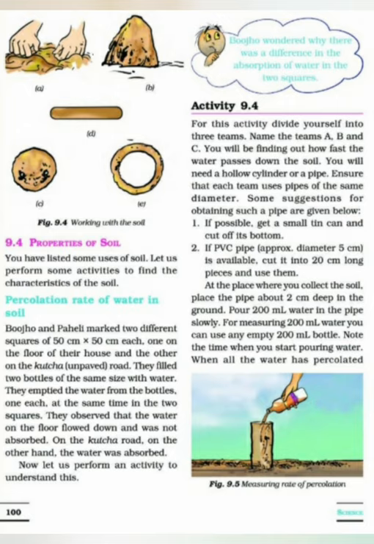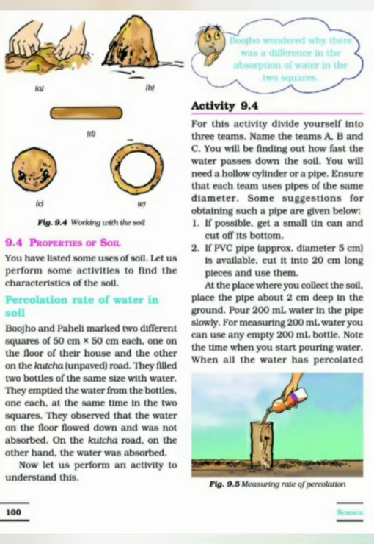Understood? Now our next topic is properties of soil. In that we will study in detail the properties of all the soils. The first subtopic is the percolation rate of water in the soil. We have to calculate the percolation rate. How is the percolation rate calculated? For this, a small activity is given.